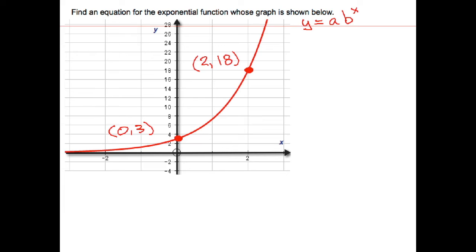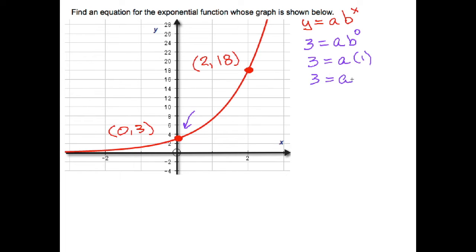Now let's talk about the point (0, 3), which is here. That means the y-coordinate is 3, and the x-coordinate is 0. So if I plug that into my standard form, I get 3 is equal to a times b to the 0, which is 1. That means I just found the initial value a, which makes sense because that's my y-intercept. So I know a little bit more about this exponential function. It's y is equal to a, which is 3, times b to the x.